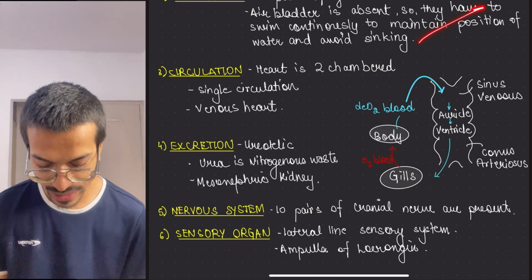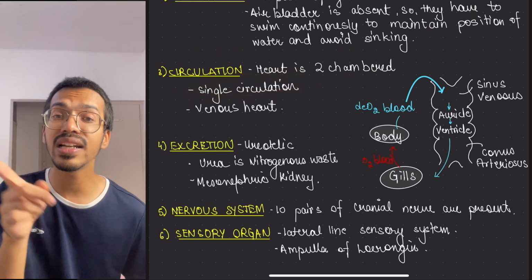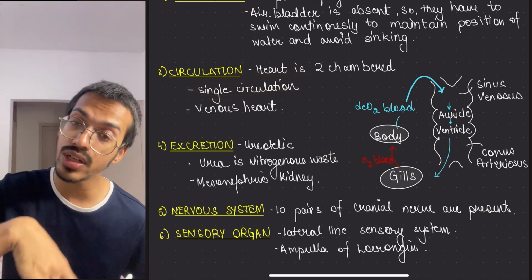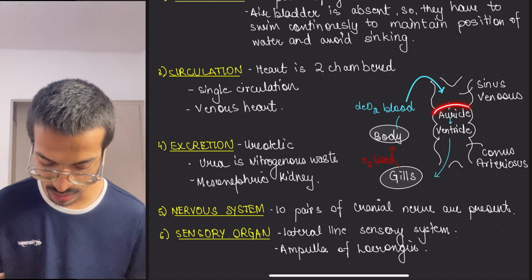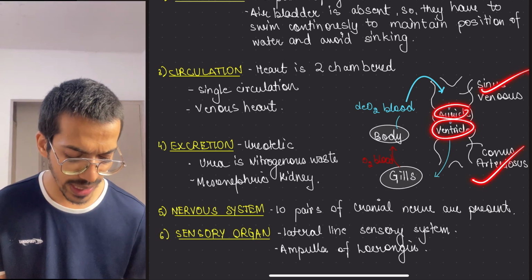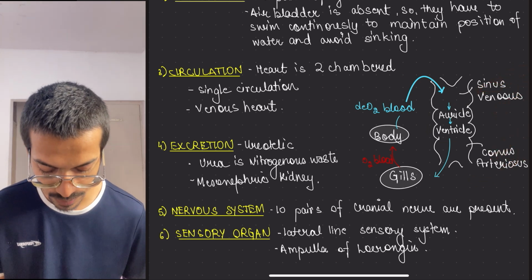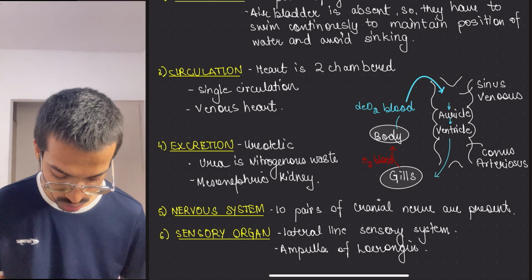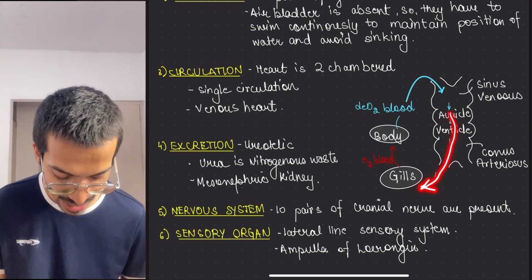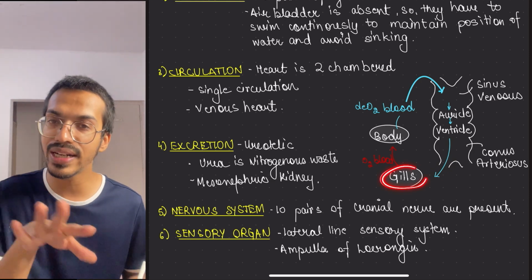Then comes circulation. It has a 2-chambered heart. Single circulation takes place, and it is a venous heart because deoxygenated blood is pumping into it. So it is what? This is auricle and ventricle. 2 accessory chambers are there, called sinus venosus, conus arteriosus. Sinus venosus is present up here. In the sinus venosus, deoxygenated blood enters. It goes through it, single circulation, and from the conus arteriosus goes out to the gills, where it gets oxygenated.